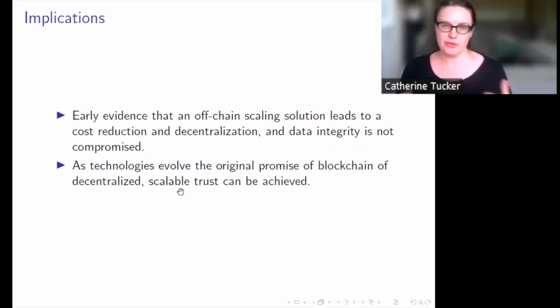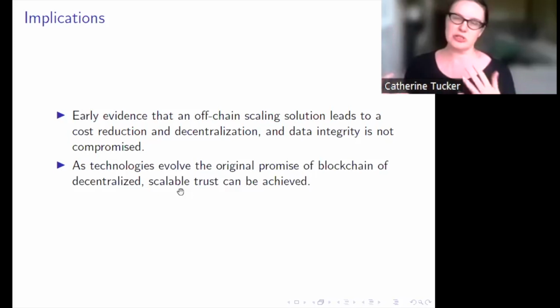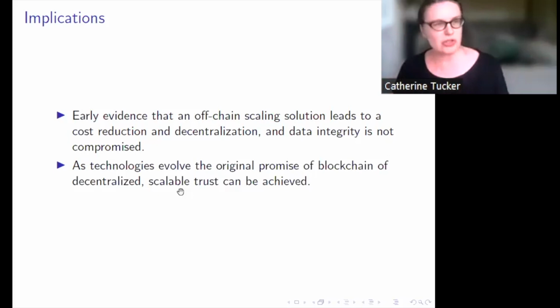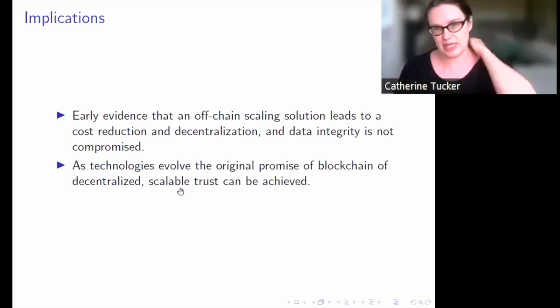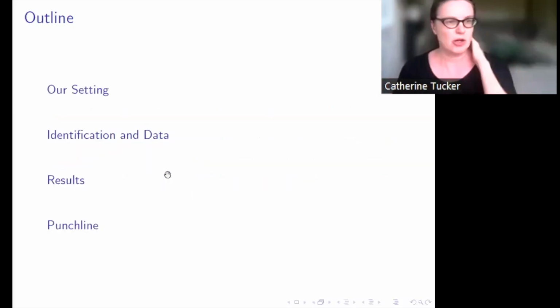Now, if you want the headline of why we think this is important, it's a way of thinking about why smart contracts have not had the exponential growth we're hoping for yet. It is perhaps that we haven't yet sufficiently evolved the complementary technologies, such as this off-chain layer 2 technology, which can help us do all the things we want to do, such as cost reduction, decentralization, and data integrity. All right, that's the setup.